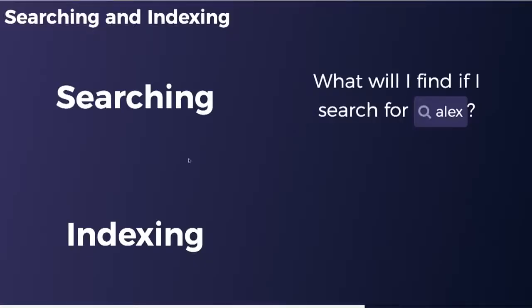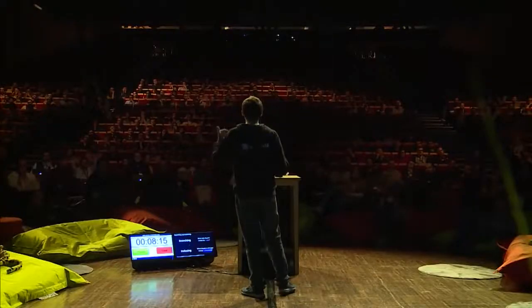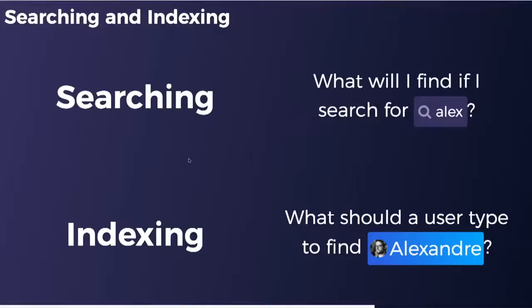if I type Alex? But when you are building a search engine, you have to ask yourself a very different set of questions. For every single potential result, you have to ask yourself, what should a user type so that this result is actually displayed? What should a user type to have Alexandre as a result? So you start making a table. Okay, to find Alexandre, I have to type Alex.